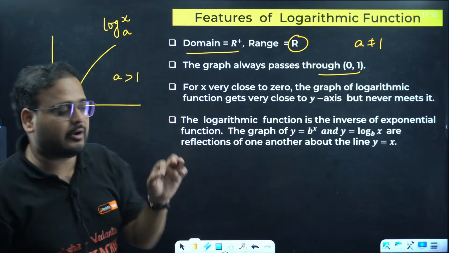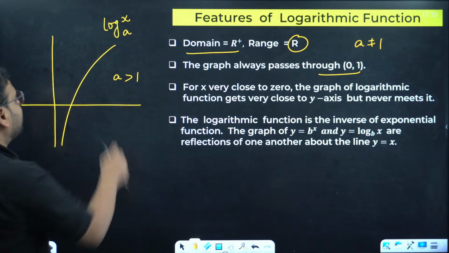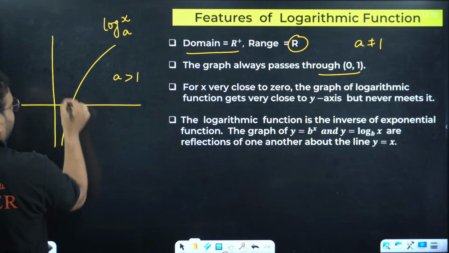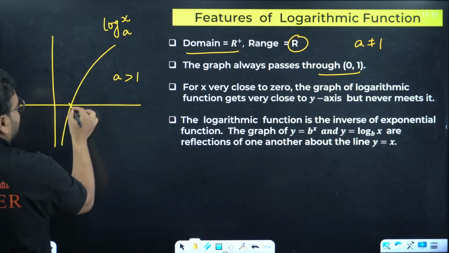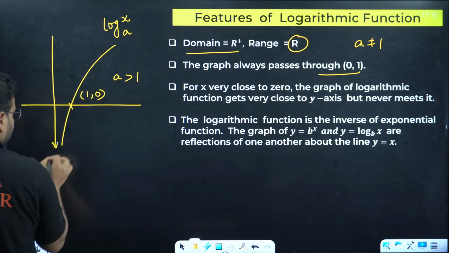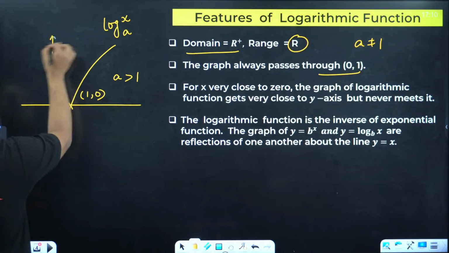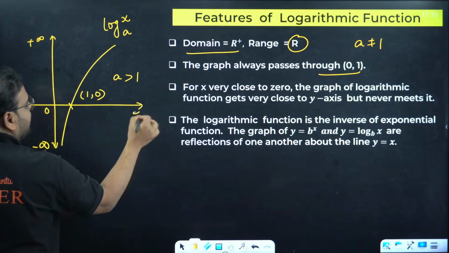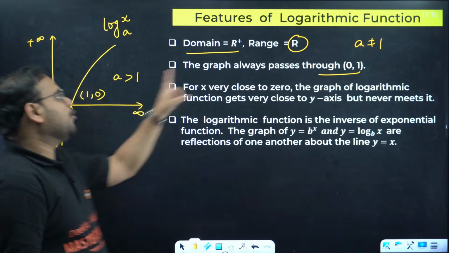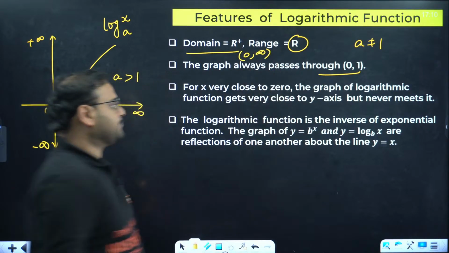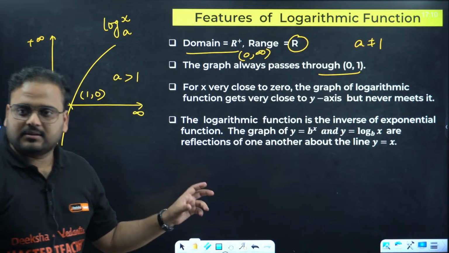A is never 1. Whenever the value of the base is more than 1, the graph of log looks like this, and this point is of course (1, 0). This goes all the way to minus infinity, and this goes all the way to plus infinity. You can see over here my domain is 0 to infinity, where 0 is open and infinity is closed. Clear? This is done.